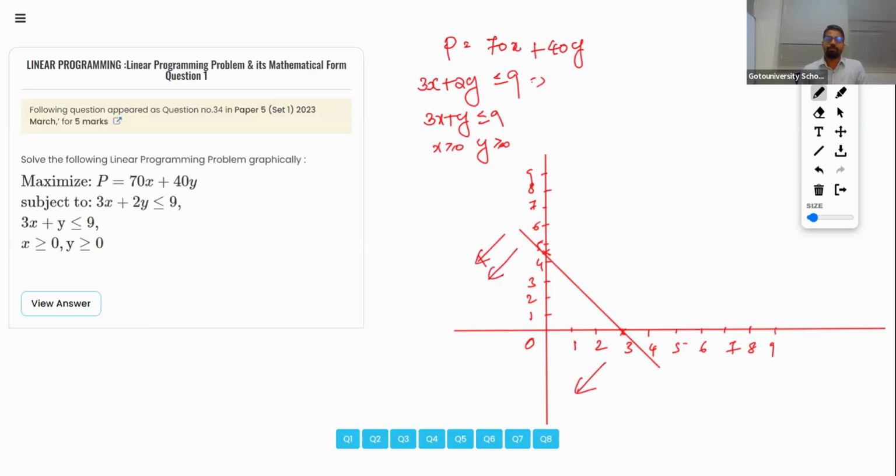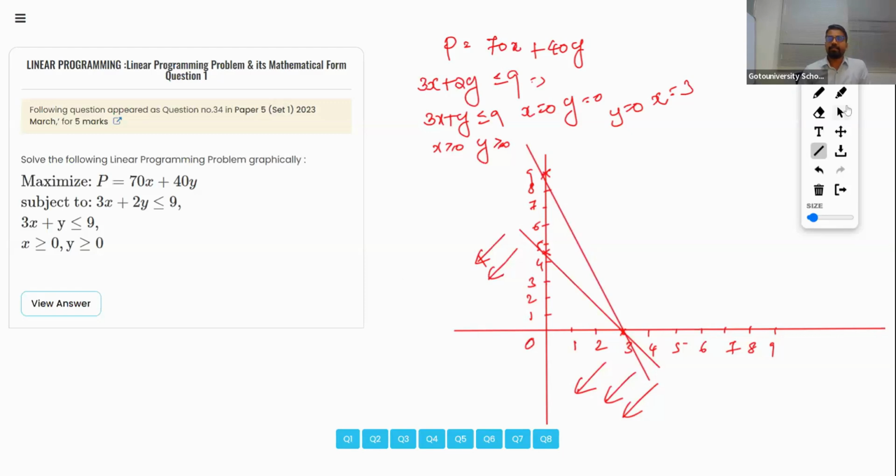So remember this. Now we have 3x plus y less than or equal to 9. In this, if you put x equal to 0, y is equal to 9. So one of the points is here, and when y is equal to 0, x is equal to 3. This is again here. So our line will be passing through these points like this.